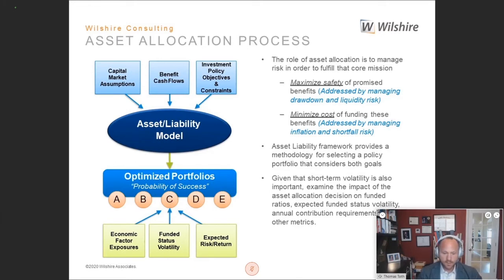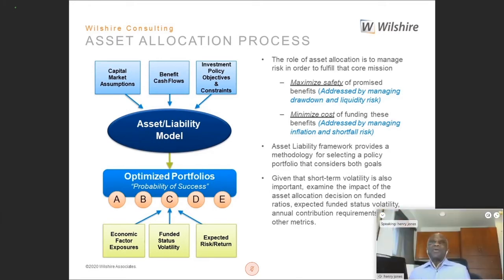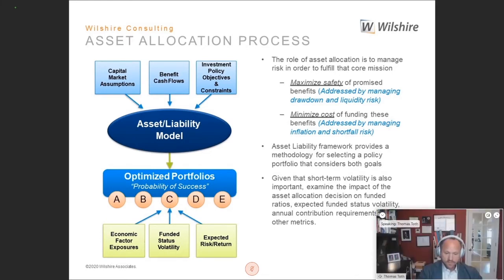Not hearing anything. Proceed, Tom. No questions. Thank you, Mr. Jones. I am going to turn it back over to Steve to start the discussion on leverage as a tool in asset allocation. Take it away, Steve.